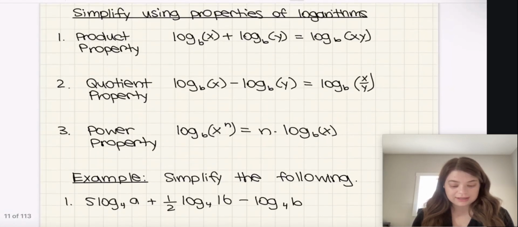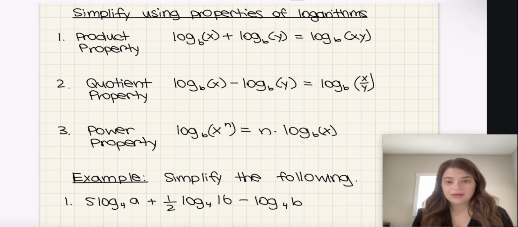Okay, so first one is the product property, which states that if we have logarithm with base b of x plus logarithm base b of y, that is the same thing as logarithm base b of x times y. We also have the quotient property, which states that if we subtract them, we can put them in a single logarithm and just divide x by y.